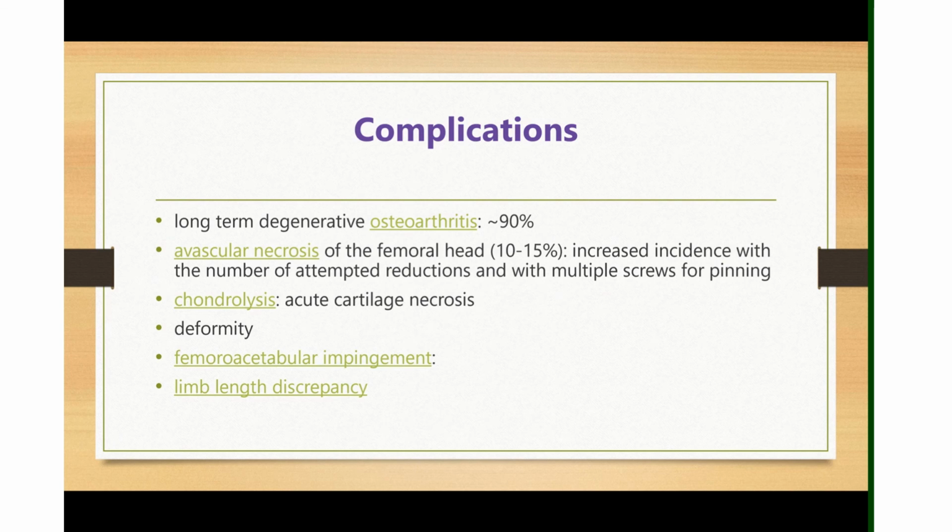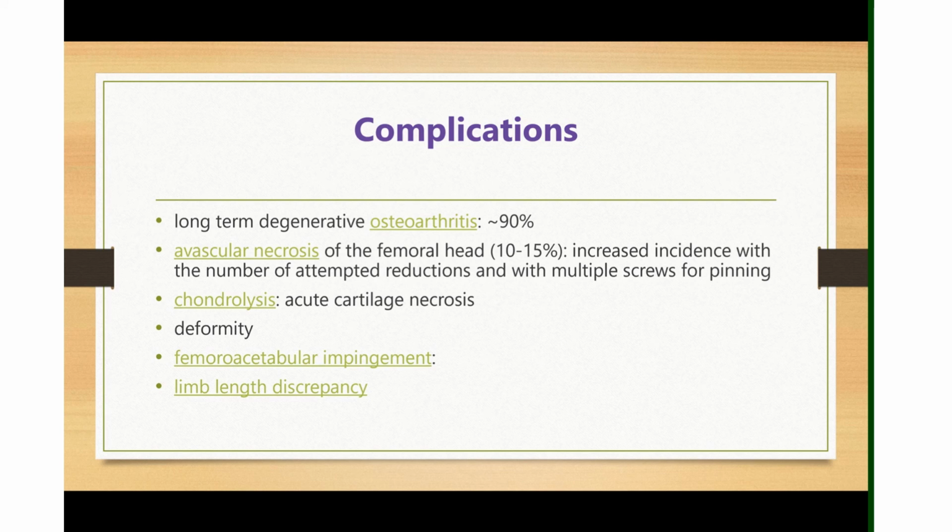What are the possible complications? If the condition is left untreated for a long term, it can lead to osteoarthritis. Avascular necrosis can happen, or chondrolysis, which is otherwise called acute cartilage necrosis. Eventually, the condition can lead to deformity and limb length discrepancy.